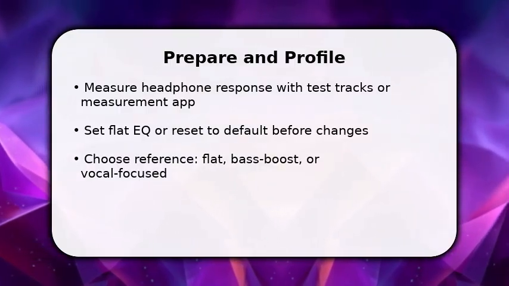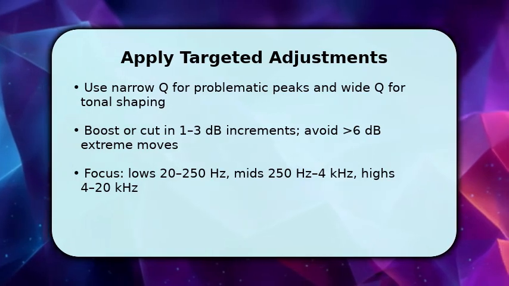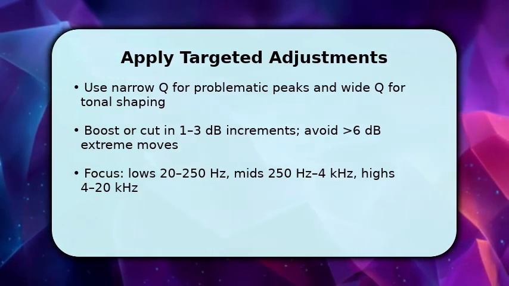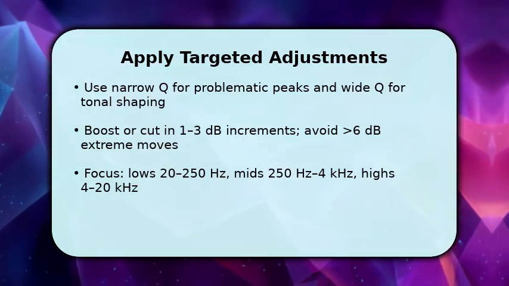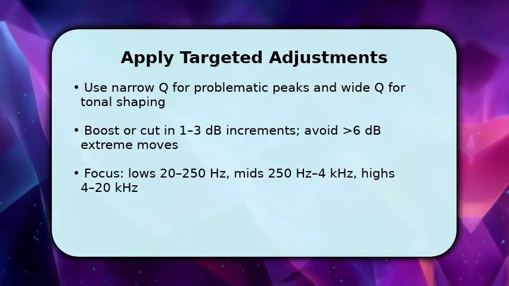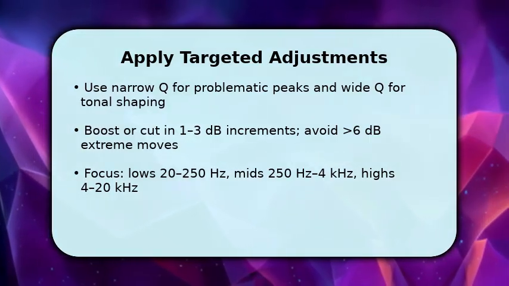Now you execute precise changes to reach the target. Identify peaks or dips using test tracks and sweep with a narrow cue to cut resonances, then use a wider cue to shape overall balance. Make small moves, 1 to 3 dB steps, and listen between each change. Big jumps destabilize the mix.